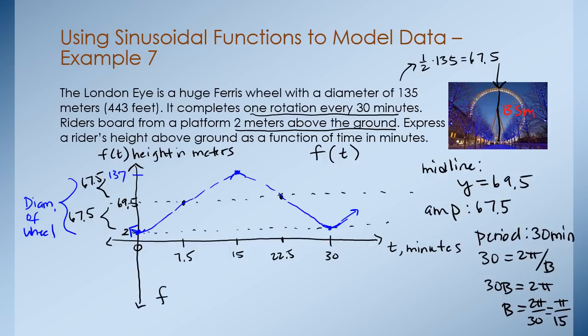So I'm going to say that my function is f of t, and I'm going to throw in that amplitude of 67.5. I'm going to put a negative on there so that it reflects it, times the cosine of my b value, which is pi over 15. I'm not going to use x because I called it t minutes. And then on the end, I am going to add my midline of 69.5.